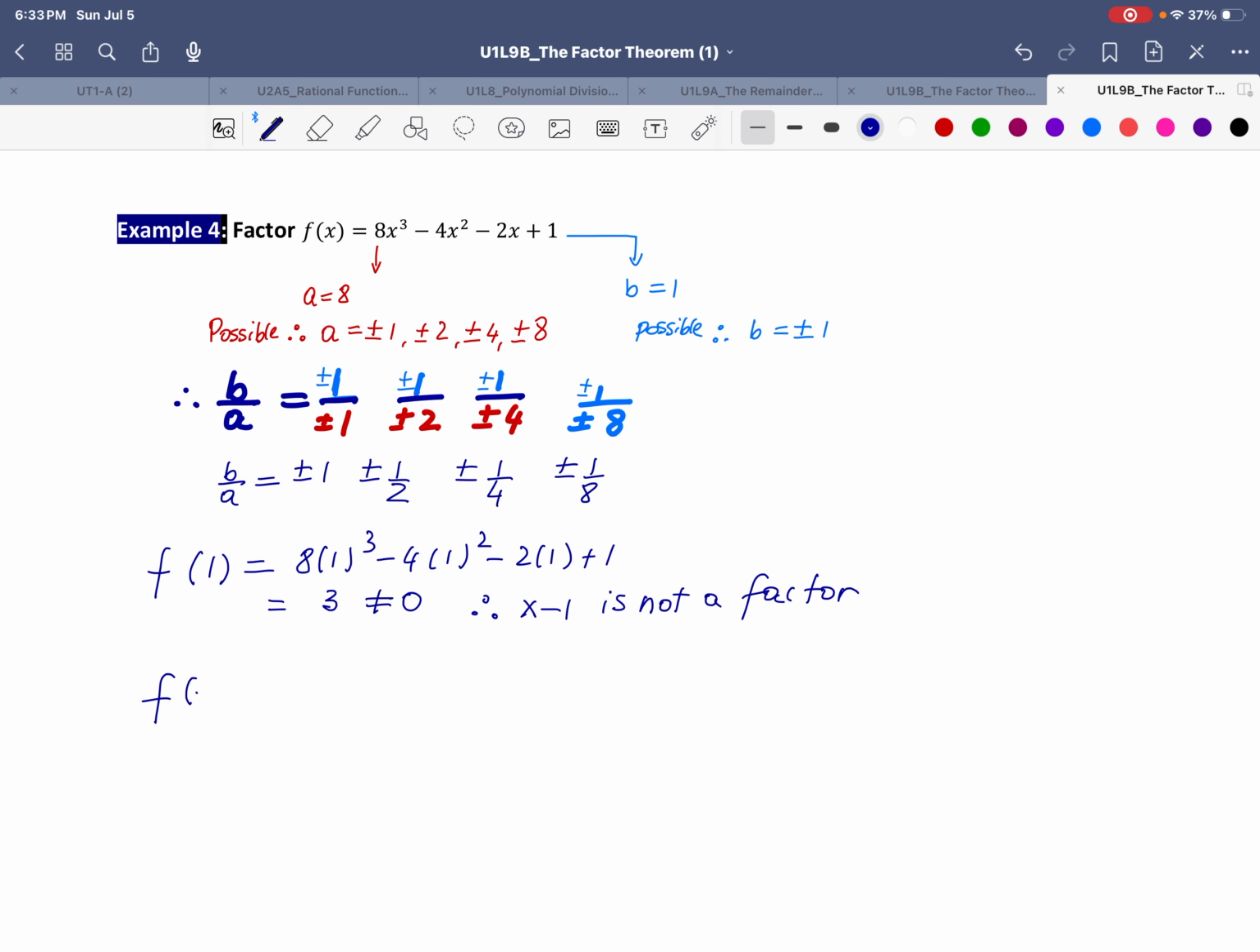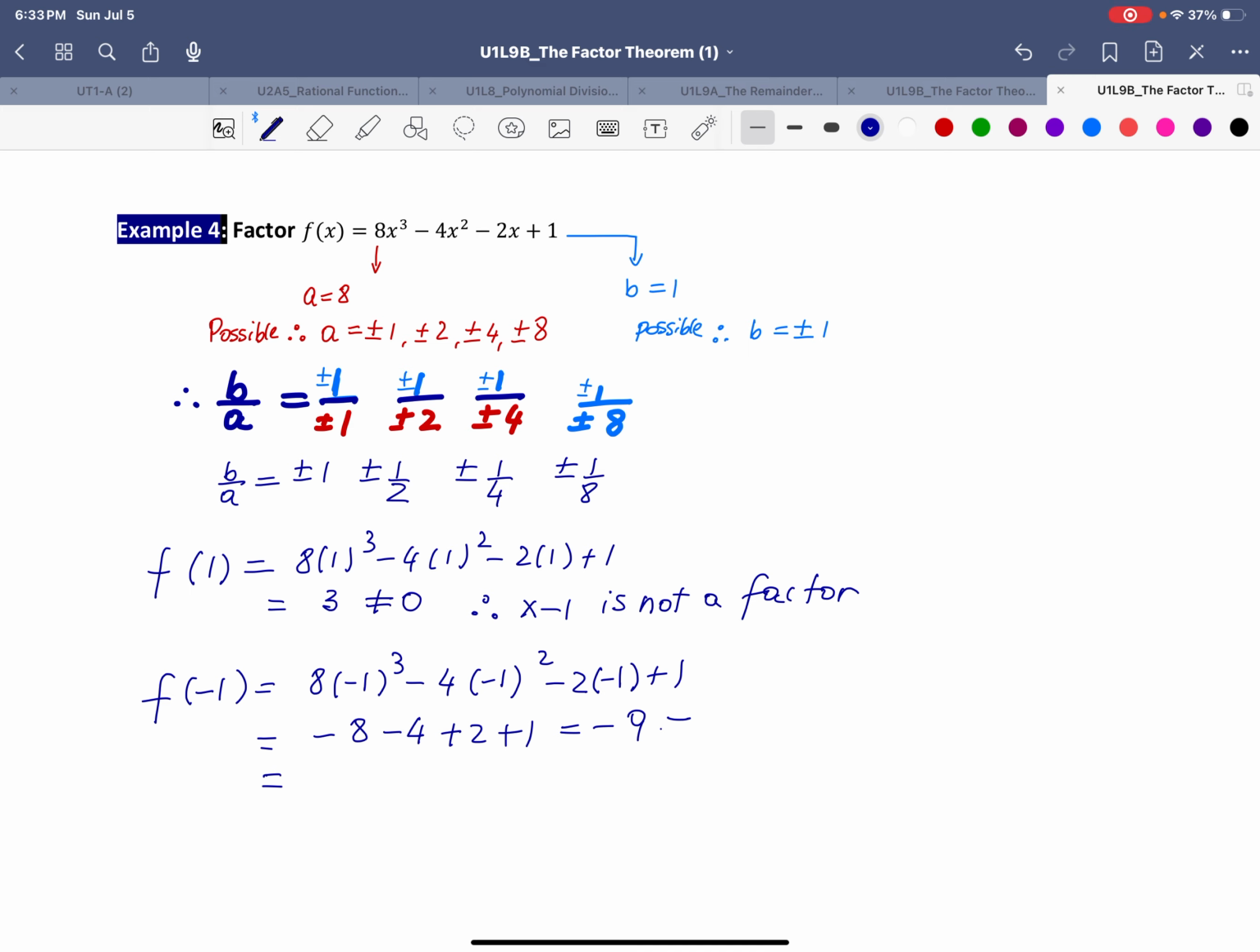Next, we're going to check f of negative 1. 8 times negative 1 power 3 minus 4 times negative 1 squared minus 2 times negative 1 plus 1. So that's negative 8. This is minus 4 plus 2 plus 1. That's negative 12 plus 3 or negative 9. That's different than 0, so therefore x plus 1 is not a factor. I was really hoping we get a factor at either 1 or negative 1 because they're easier to evaluate.